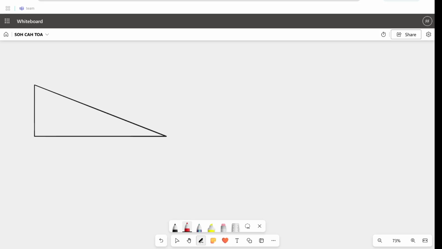Okay, so let's try to do some exercises regarding SOHCAHTOA and apply it to right triangles to try to find sides or angles of a right triangle. Now remember, we have SOHCAHTOA.